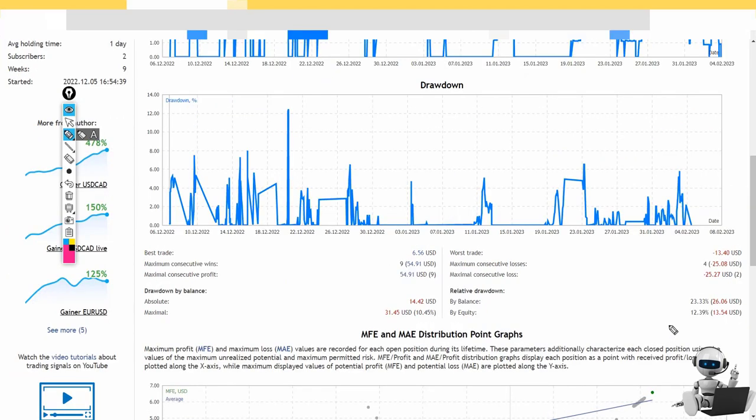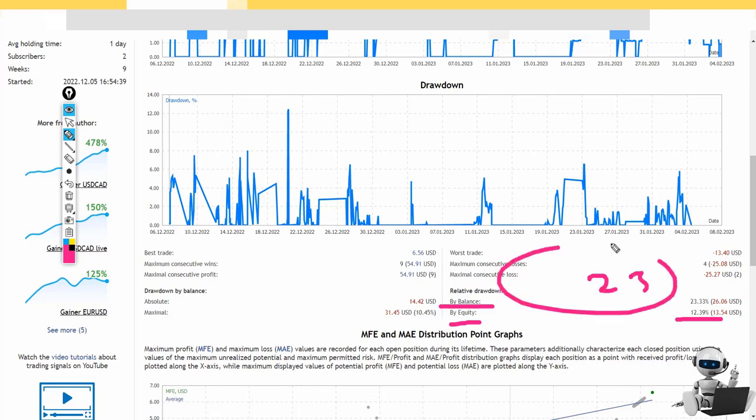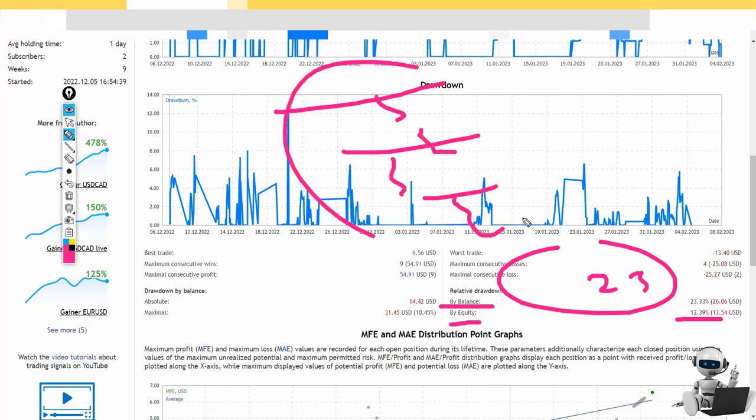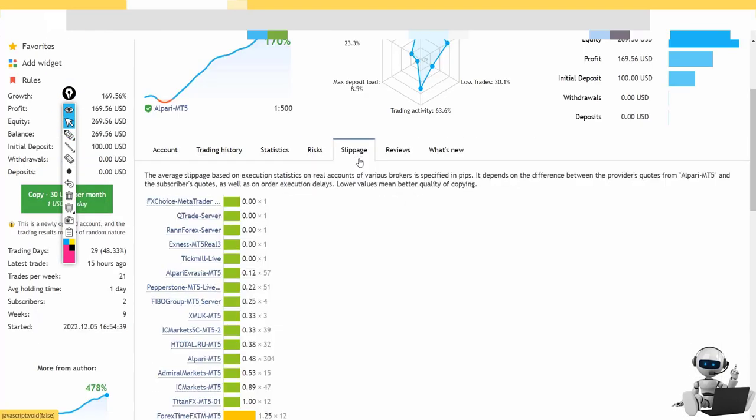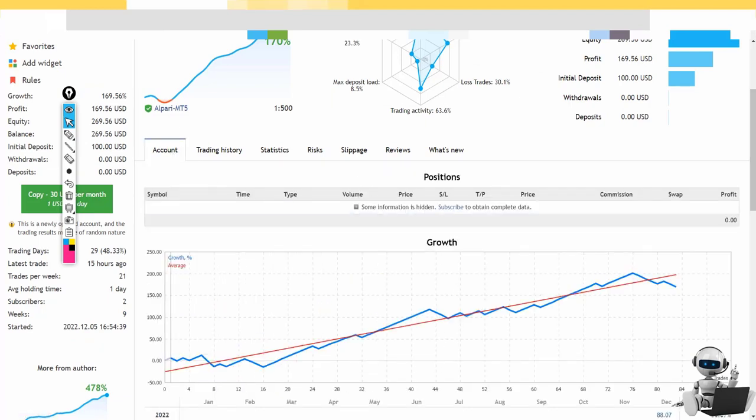For the risk, you can see by equity we have 12% and by balance we have 23. Why does this happen? Because he is opening multiple trades at different prices, so whenever there's a drawdown, all of them will have a drawdown at the same time, so your equity will be low, and when it closes the balance will get the drawdown. Otherwise it is a good EA. But let us see another signal.